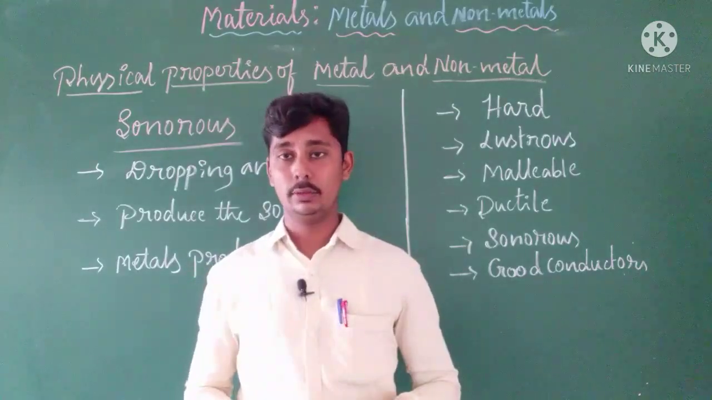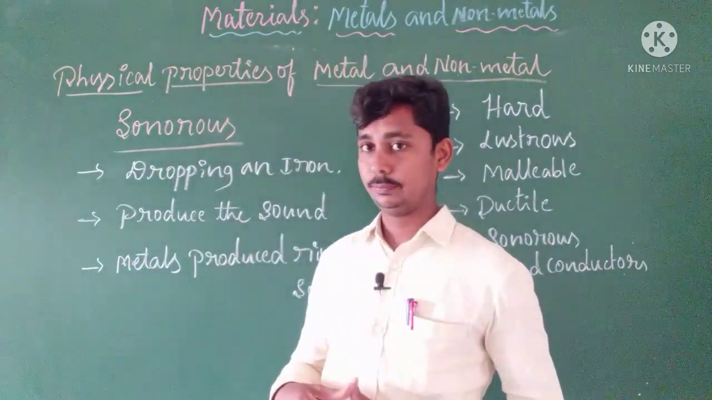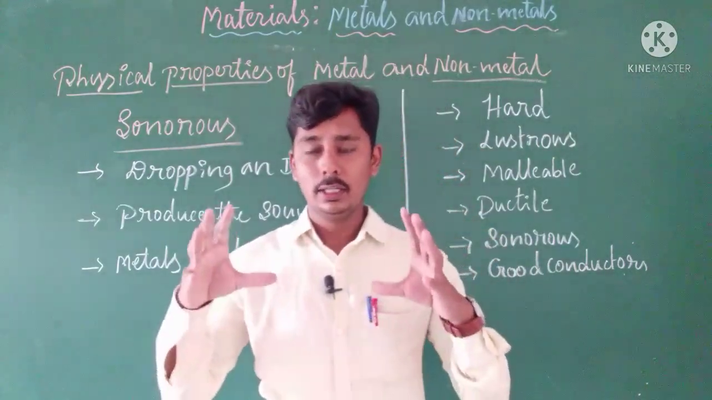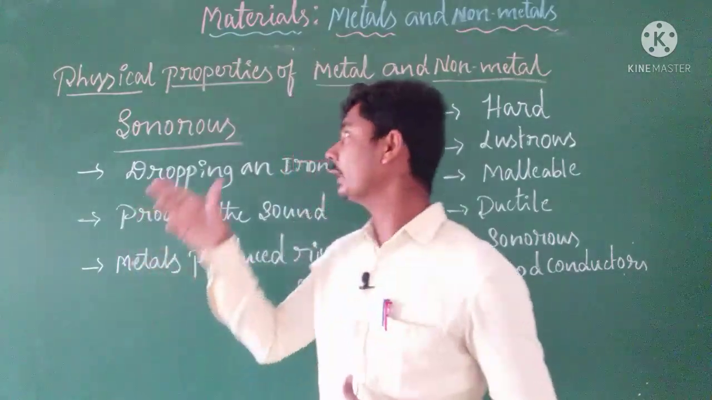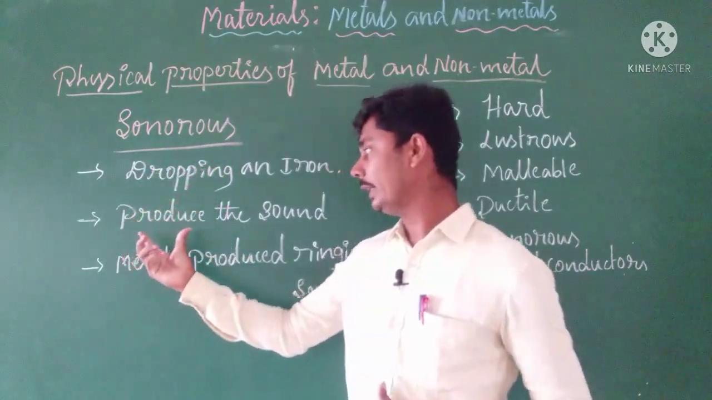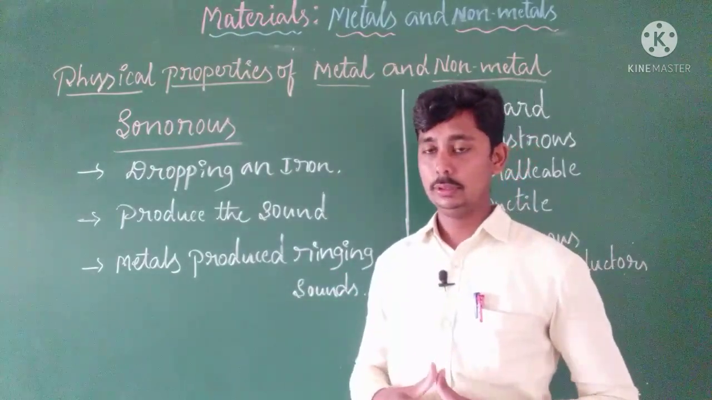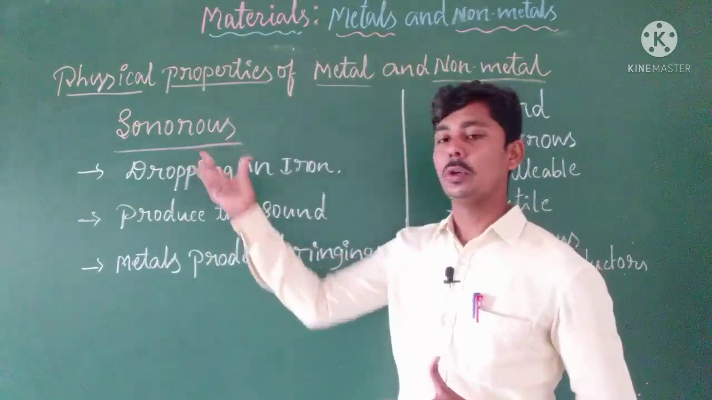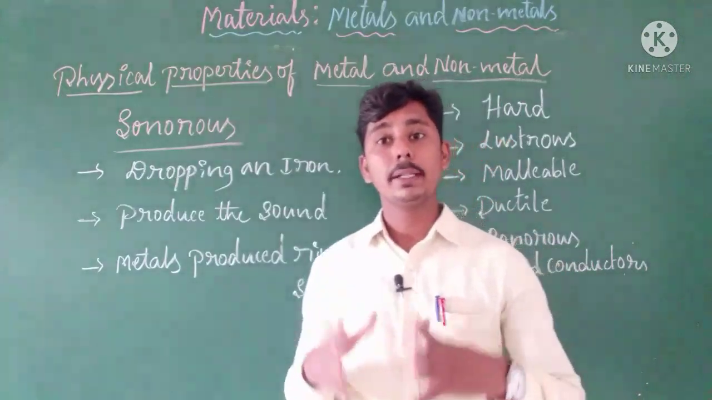Materials which produce the sound, we call sonorous. These materials are the metals. For example, a coin is made of aluminum or iron. That material is a metal, and it produces a ringing sound. Materials which produce the ringing sound are called sonorous. Sonorous is one of the physical properties of metals.